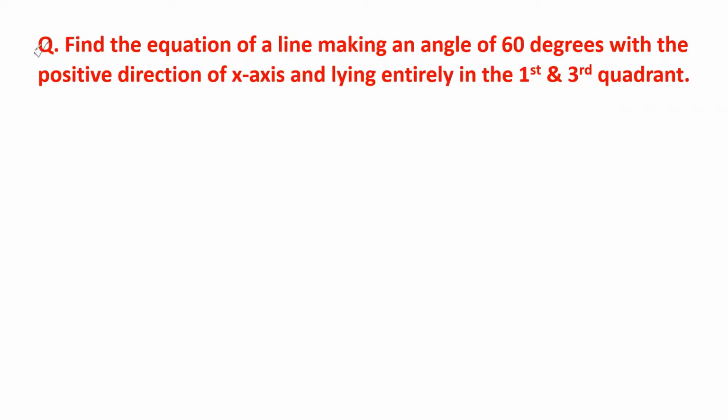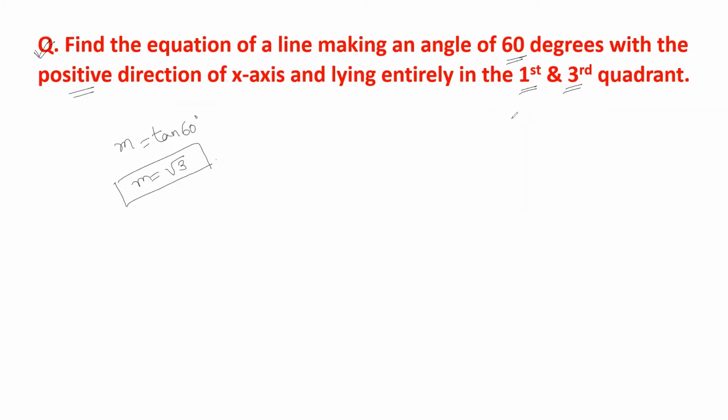Now let us see this question. Find the equation of a line making an angle of 60 degrees with the positive direction of x-axis and lying entirely in the first and third quadrant. Since this line is making an angle of 60 degrees with the positive direction of x-axis, we can say that the slope would be simply tan of this 60 degrees, and tan 60 is given by root 3. So the slope of this line would be root 3.